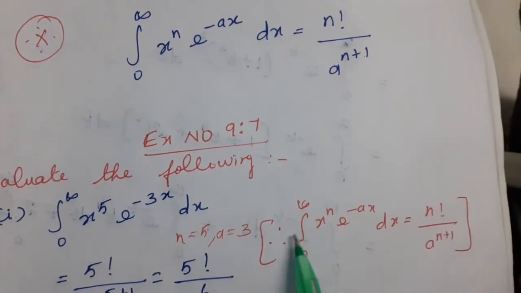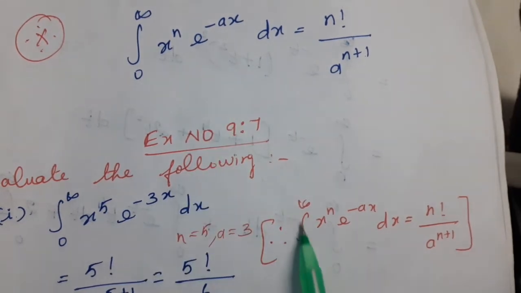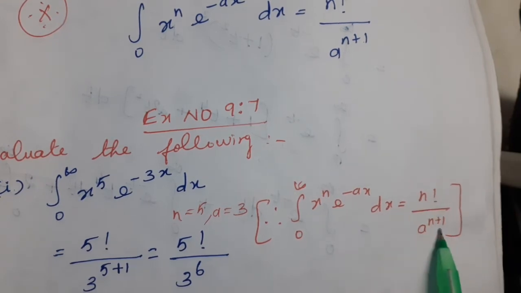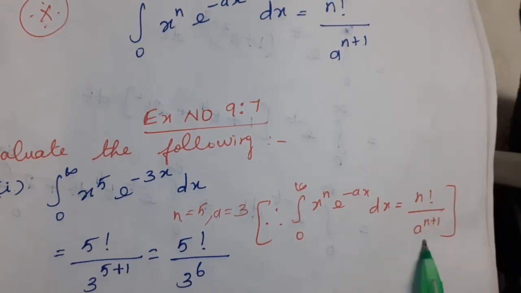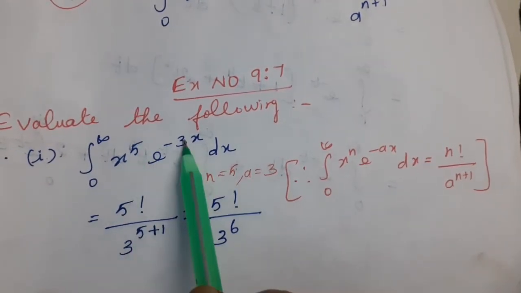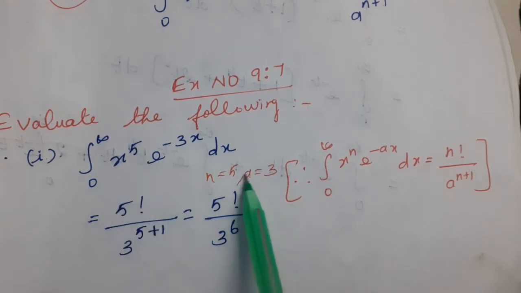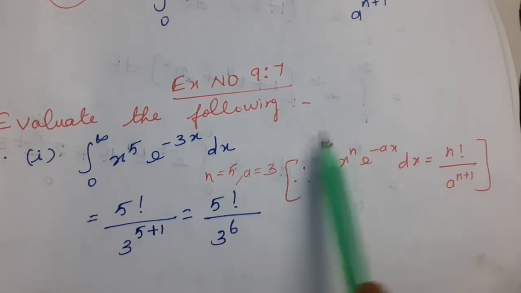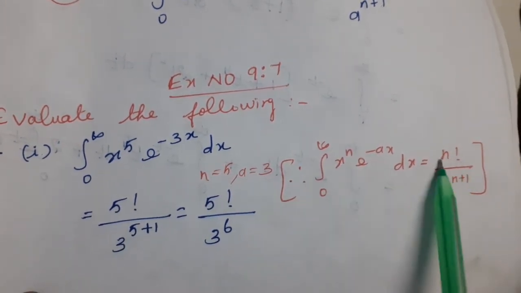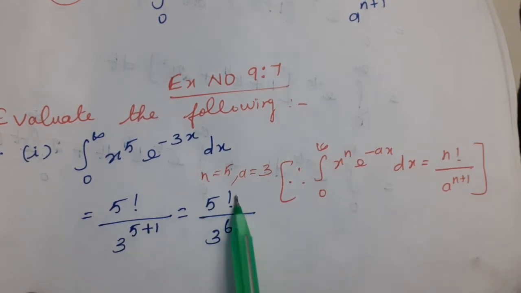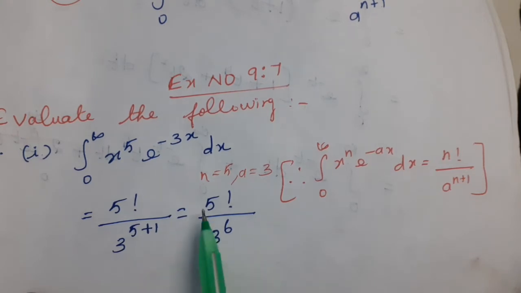What is the formula? Integral of 0 to infinity x power n e power minus ax dx is equal to n factorial by a power n plus 1. What is our n? n is 5 and a is 3. Therefore 5 factorial. Remember the formula and substitute: 5 factorial by 3 power 5 plus 1. Now 5 plus 1 is 6. So the answer is 5 factorial by 3 power 6.